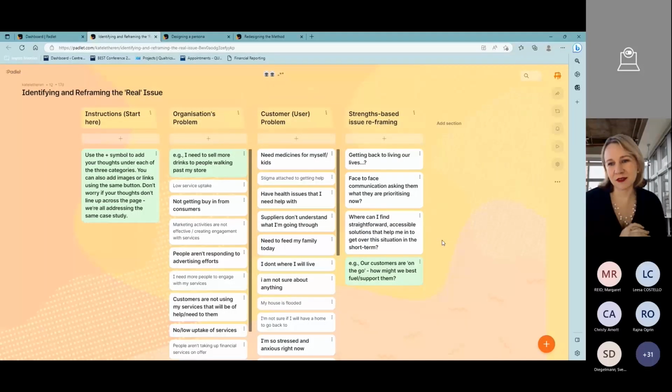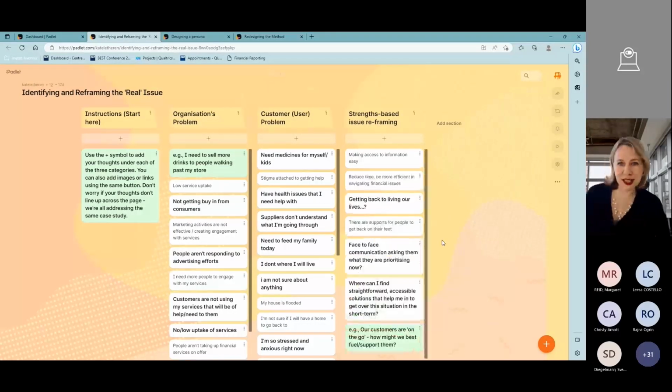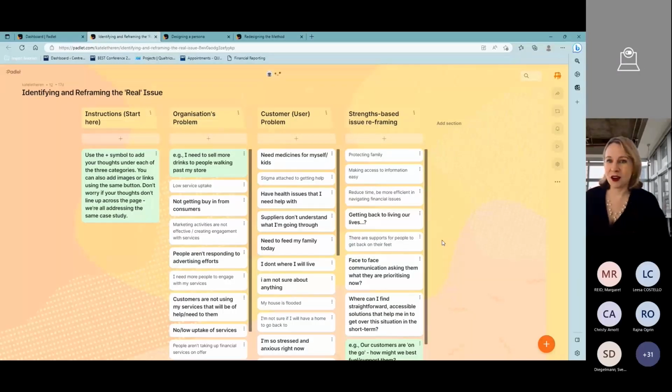Where can I find straightforward, accessible solutions to help me get over this situation in the short term? How can I get access to information easily? Where are supports for people to get back on their feet? Sorry, there are supports. Yeah, reducing time, being more efficient in navigating financial issues. Yeah, absolutely. So I love the strengths-based approach here. So we're being efficient, we're getting back to living our lives, we are prioritising rather than being overwhelmed. So as the organisation, we can come to them from that lens of prioritising, offering easy access to information, helping to protect their family, speaking in their language about their issue as they're experiencing it, rather than our issue.